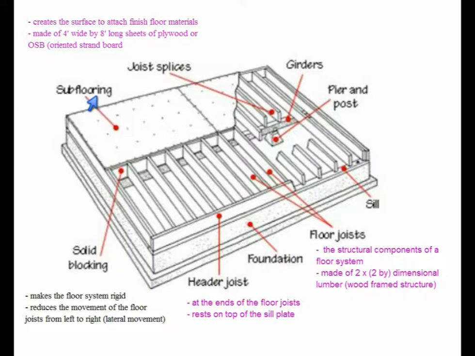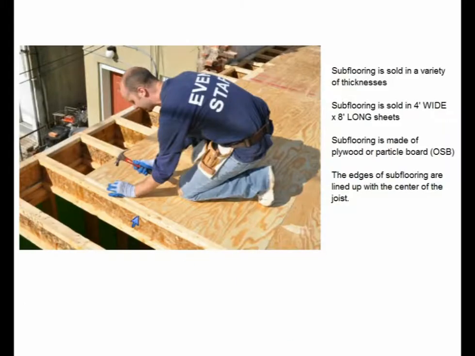The material that rests on top of the joists is called the subflooring. The subflooring is made of 4 foot wide by 8 foot long pieces of plywood or oriented strand board, or OSB board. The subflooring is aligned with the center of the floor joist.